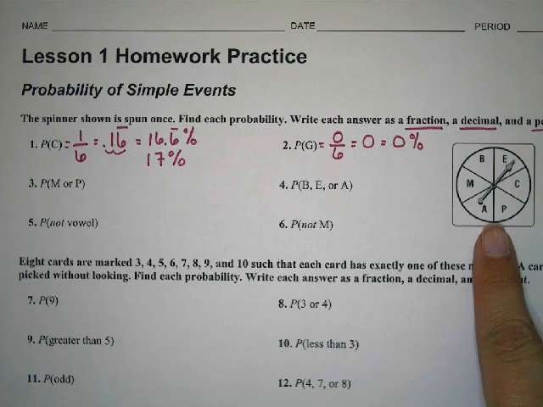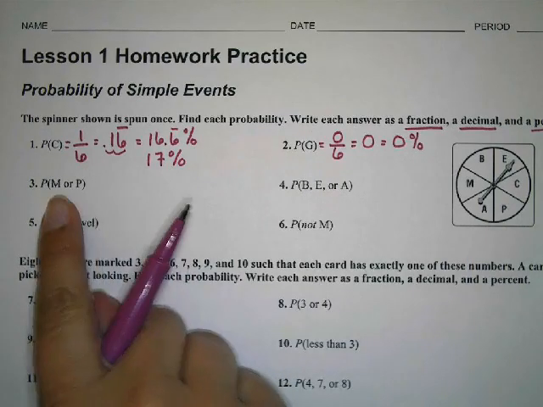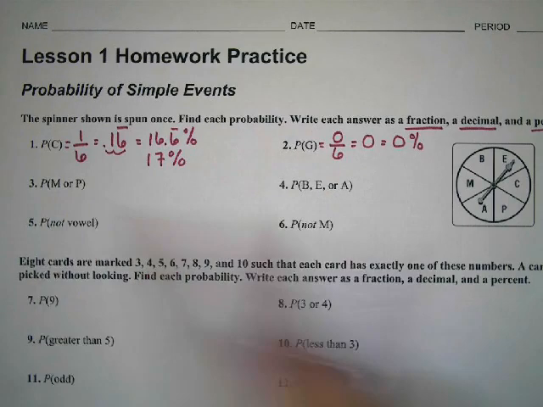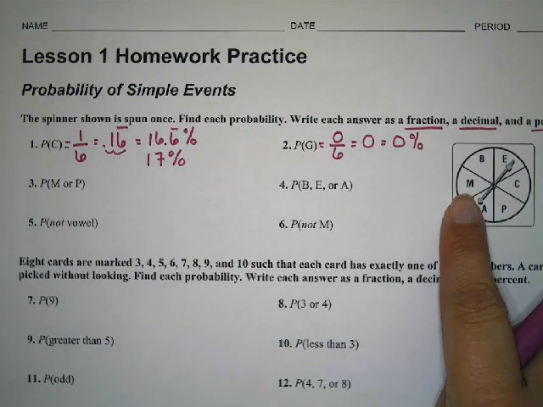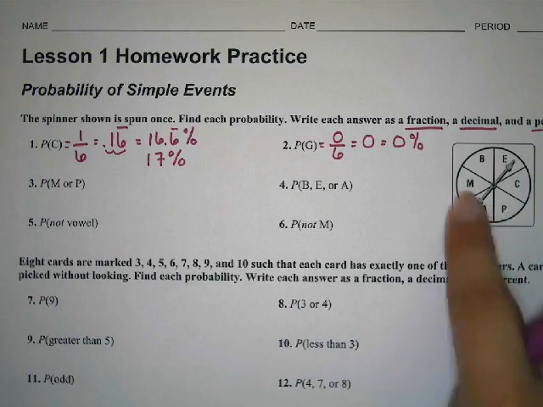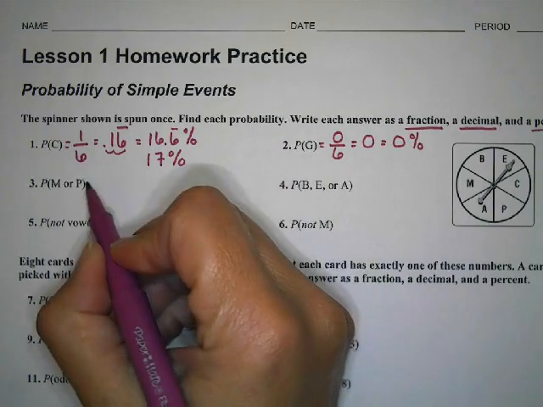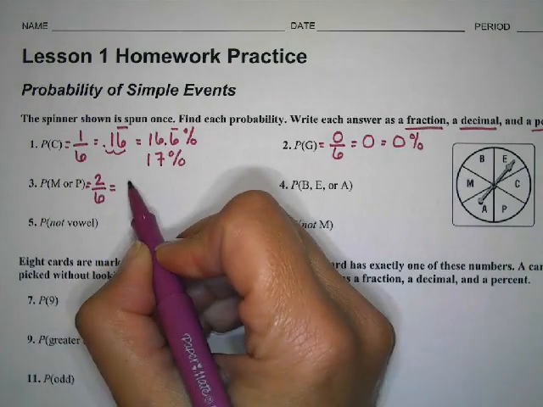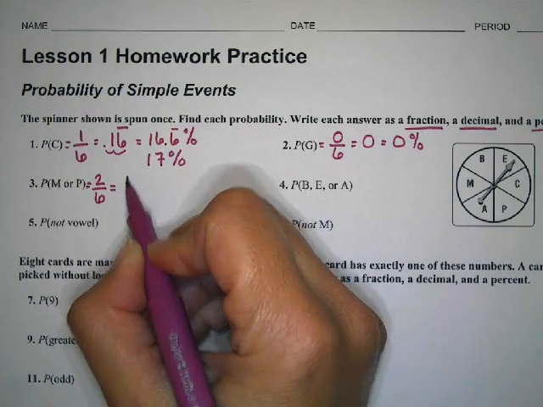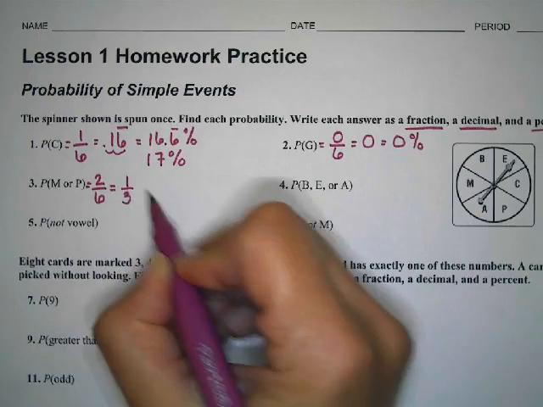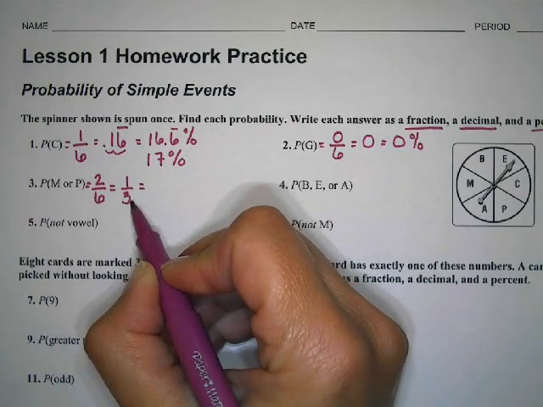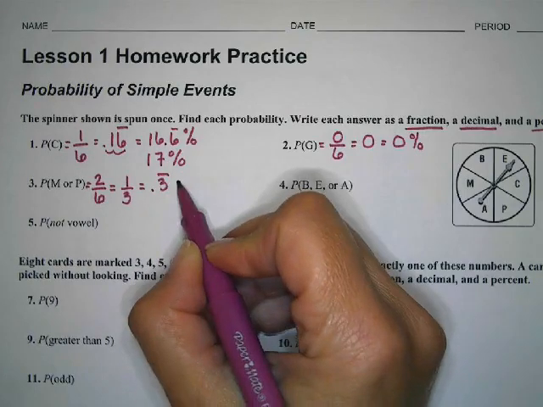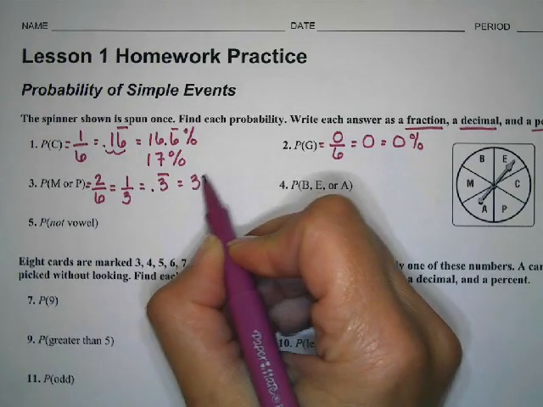Now for number 3, it gives us 2 different choices, an M or a P. So I have an M and I have a P here. So that's 2 choices out of 6. So 2 out of 6. And then we have to reduce it down. It's the same thing as 1/3. Now 1 divided by 3 is going to give me 0.3 repeating, which is the same thing as 33%.